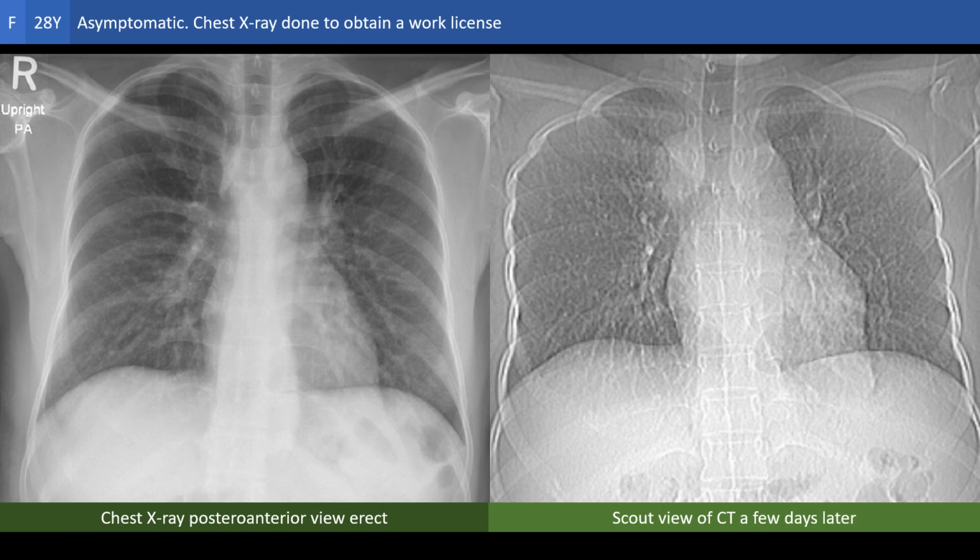The next case is an asymptomatic young lady who had a chest X-ray done to renew her work license. The chest X-ray showed a left paravertebral shadow, and CT of the thorax has been ordered to clarify the nature of this abnormality. The CT scout and the chest X-ray have dramatically different findings, although they are just a few days apart.